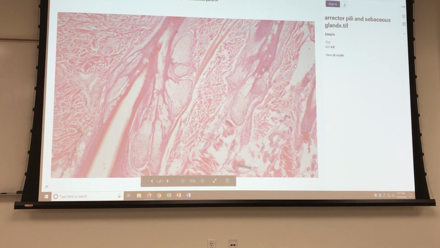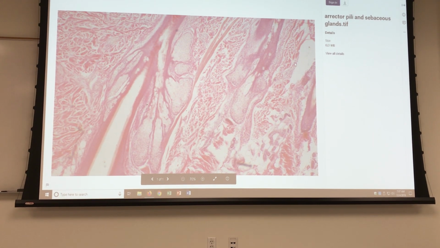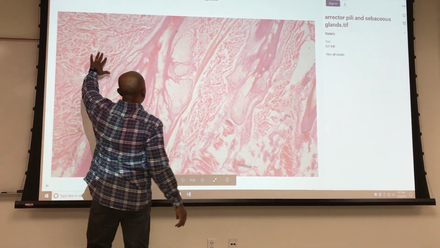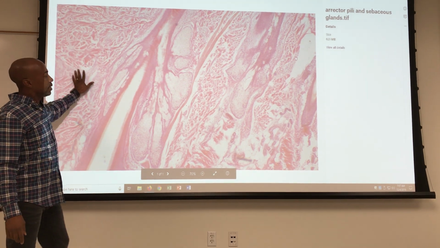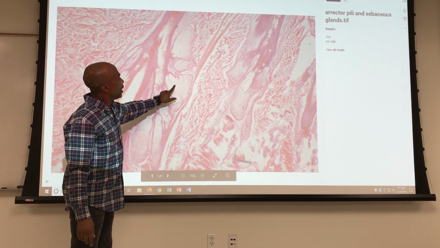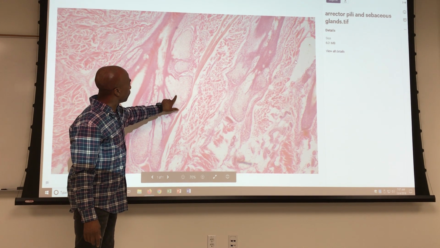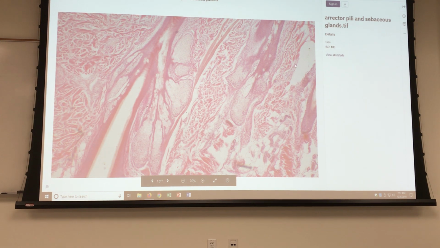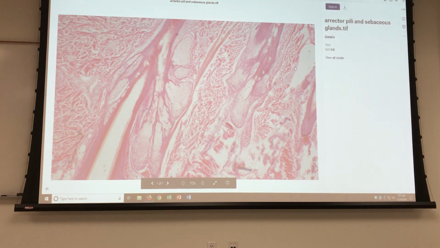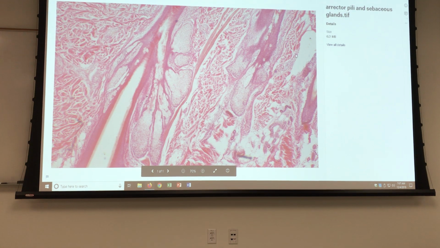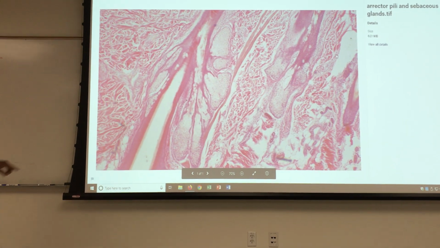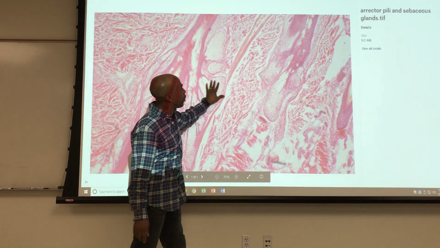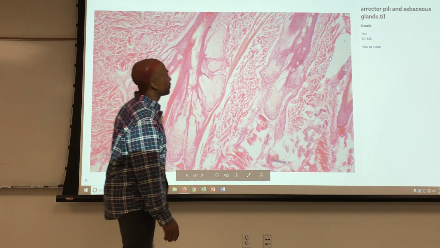Right, this is skin, and these are hair follicles. This is the dense irregular CT of the dermis. These are your sebaceous glands. All look like honeycomb, those things. So this kind of look. There's always your sebaceous glands.